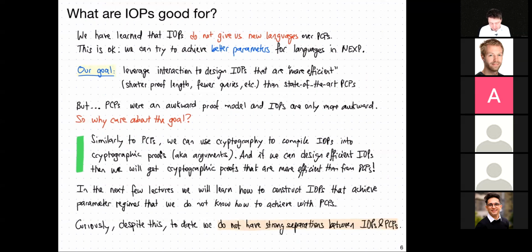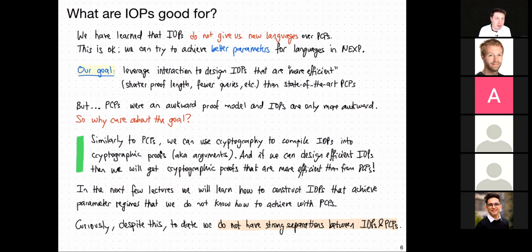Now, the state of the art today is that there are all kinds of things that we know how to do with IOPs. There's been 5 years of research in IOPs, and there's been a lot of progress. And there are regimes that we absolutely do not have any idea how to achieve with PCPs, yet we also don't have separations. For all we know, 500 years from now, we will understand PCPs so well that everything achievable by an IOP is also achievable by a PCP if you just work hard enough, okay?